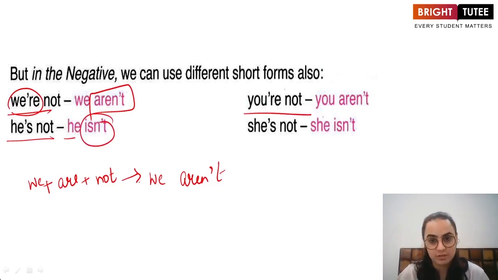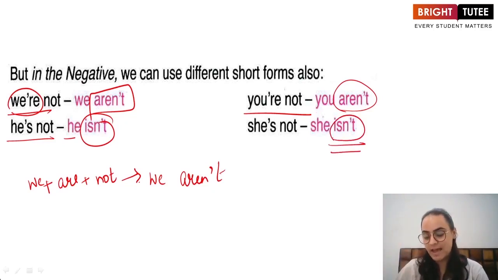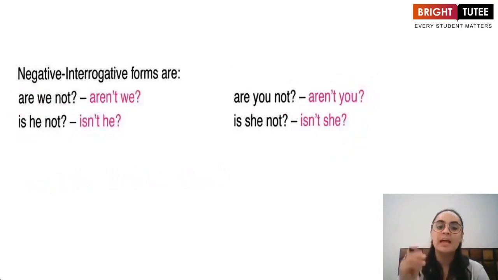You are not, that is you plus are plus not, can be written as you aren't. She is not can be written as she plus isn't. So she plus is plus not can be written as she isn't.